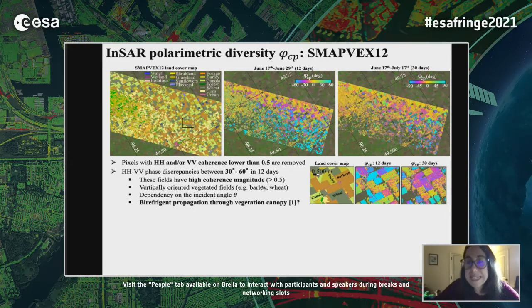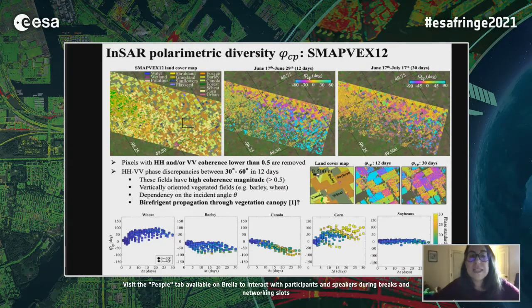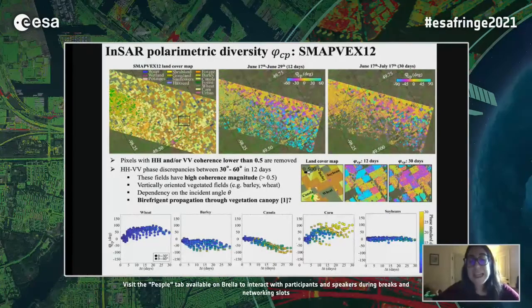Particularly, if we look at the inset, here, we see that these changes exhibit a different magnitude depending on the type of crop planted in a specific field. The other way to see this is to look at the scatter plot, which shows the HH minus VV phase difference as a function of the temporal baseline for different crop types. And each marker is color-coded by the phase standard deviation.